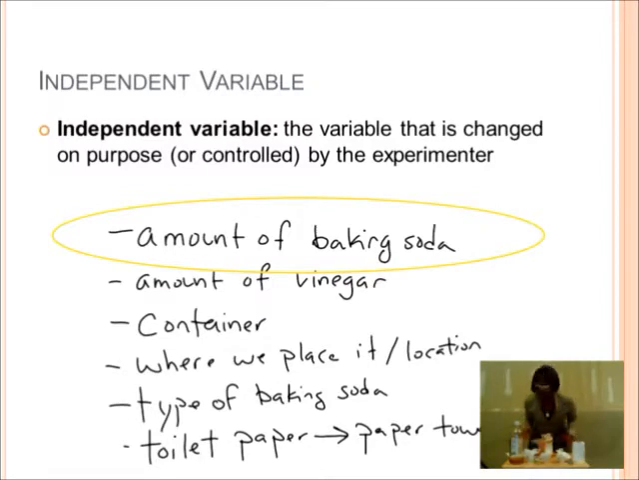Everything else will stay the same. So we add the same amount of vinegar, same type of vinegar to each of the canisters, same size canister, same amount of toilet paper, same type of toilet paper. Only thing that we changed was the amount of baking soda that we added to each canister. That's our independent variable. That's what we changed.